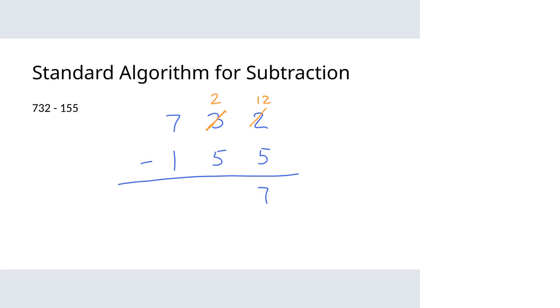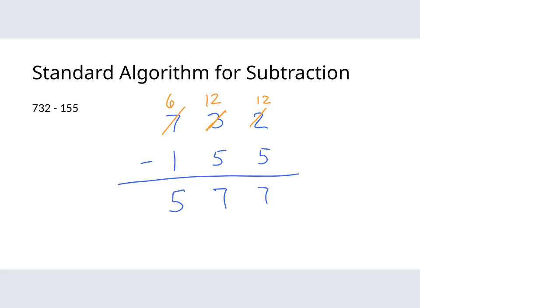Now I go over to the tens column, and what I would like to do here is 2 minus 5, but I can't. Instead, I'm going to have to borrow again. And now I'm borrowing 100 from here, and that's going to give me 10 tens over there. And now I can subtract. 12 minus 5 will give me a 7 at the bottom. 6 minus 1 I can actually do, and I end up with an answer of 577.